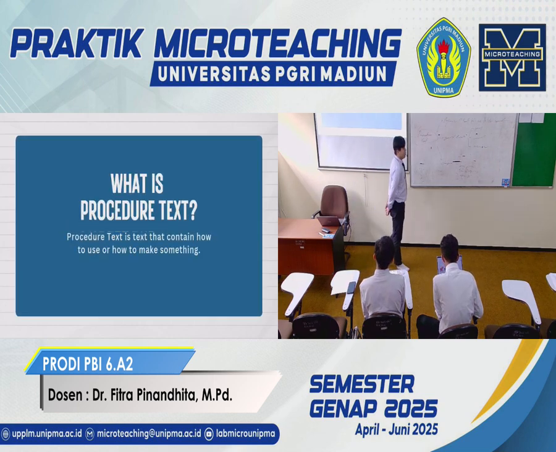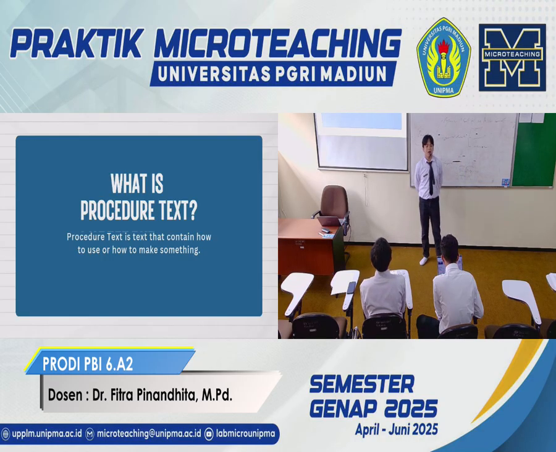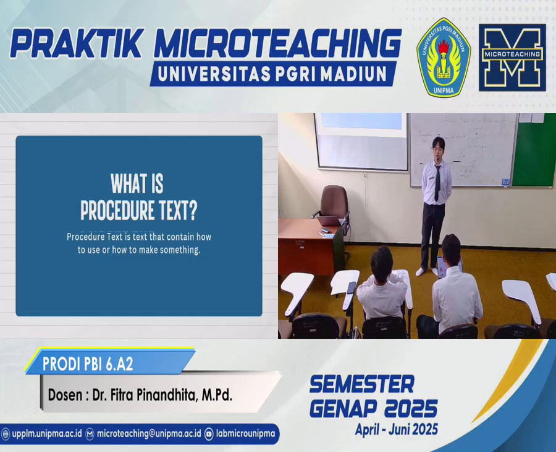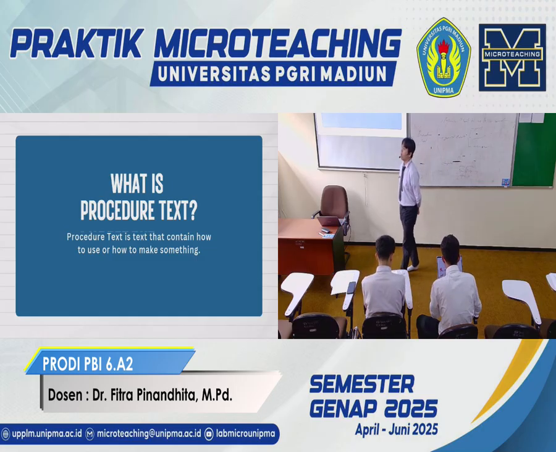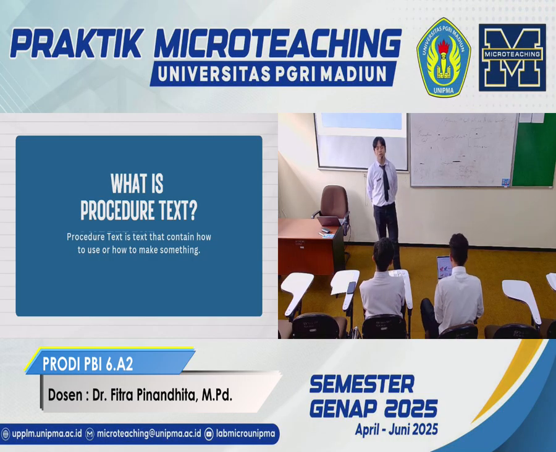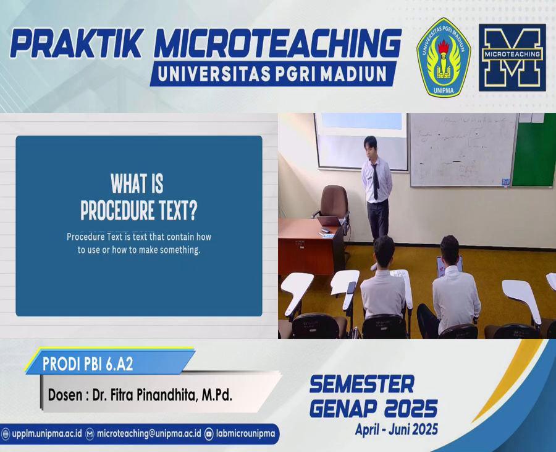Okay, we will learn about the definition of procedure text. Procedure text is text that tells about how to make something or how to use something. It can tell about how to make food, drink, etc., and how to use something, like how to use a smartphone, TV, etc.